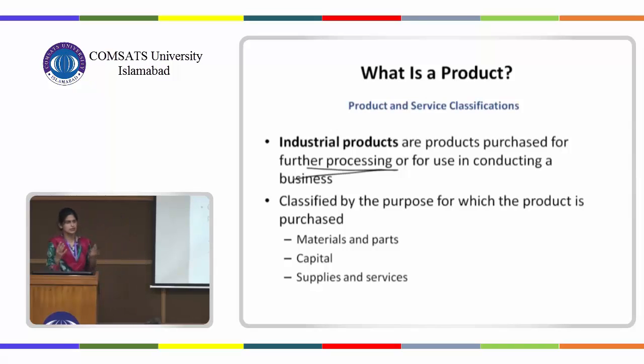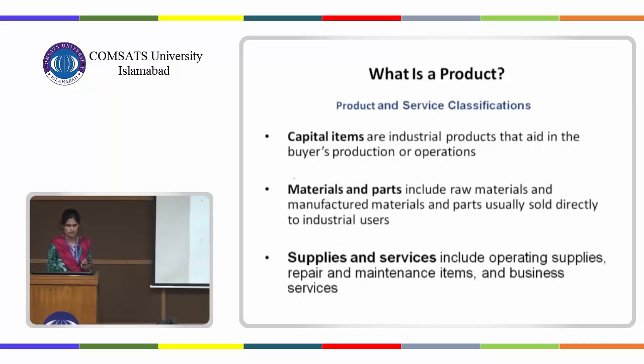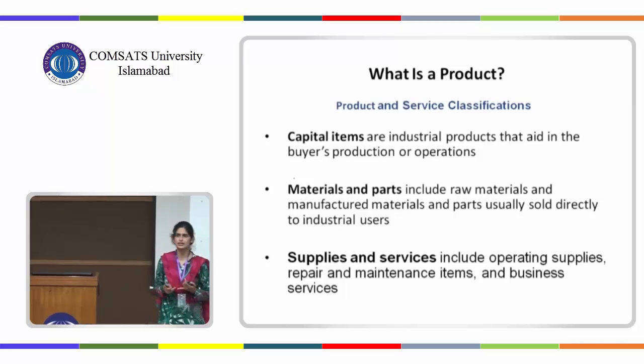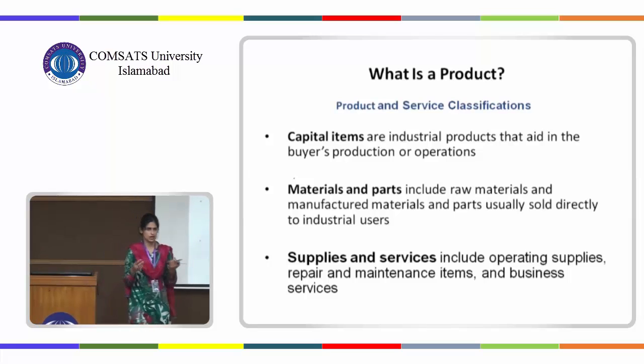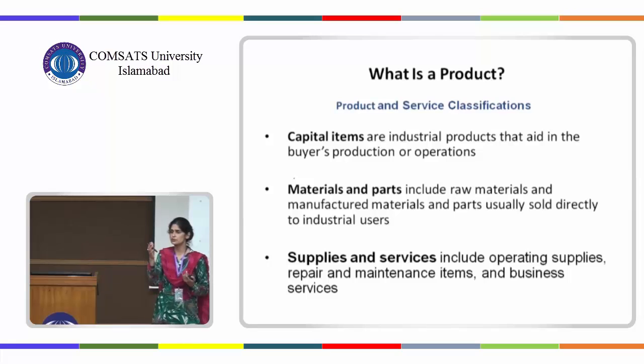Now, in classifying industrial products, there are three different categories. The first category is the capital items. Capital items include the machinery that would be purchased to transform the products, right? So if you have a unit that produces t-shirts, and if you buy sewing machines for that particular unit, that would be a capital item.